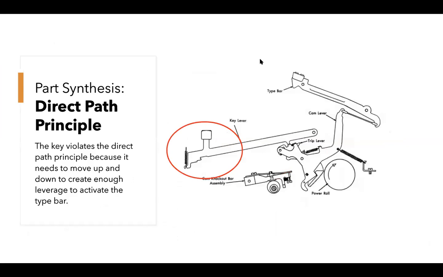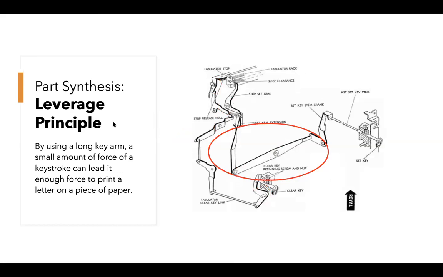Yes, so we made a couple of observations about the shape synthesis of the typewriter. Our first one deals with part synthesis, and we were observing the leverage principle within the typewriter. So on the right, we have a bit of a cross-section of the inside of the typewriter.